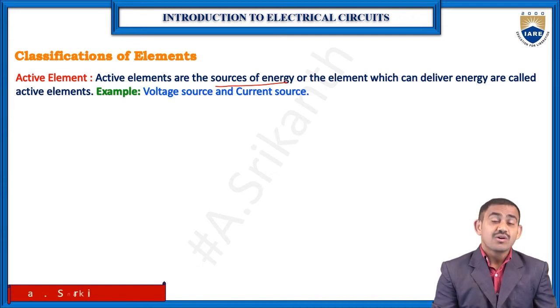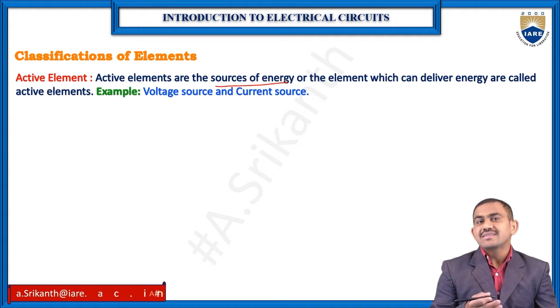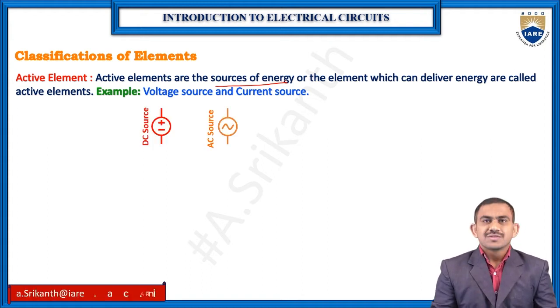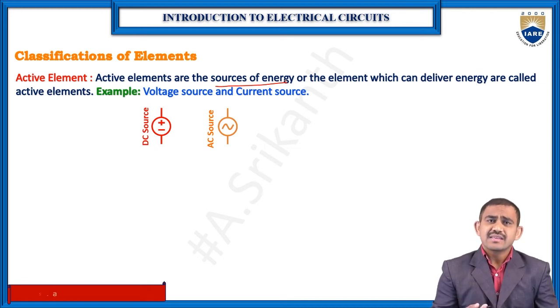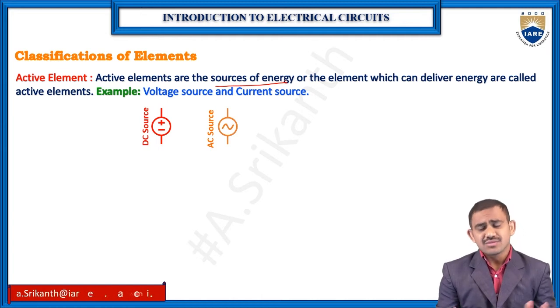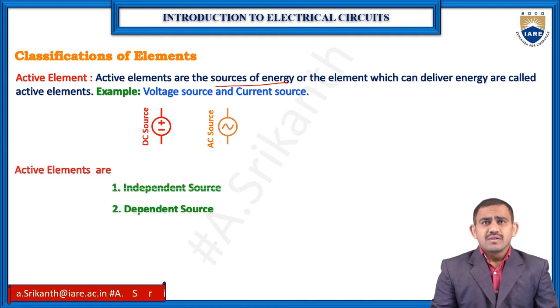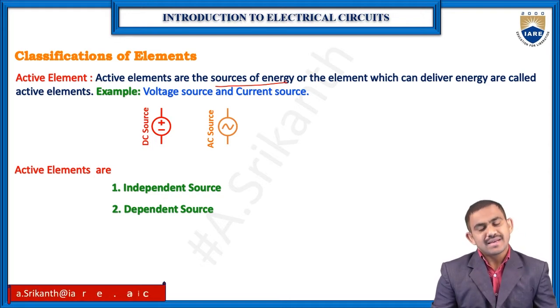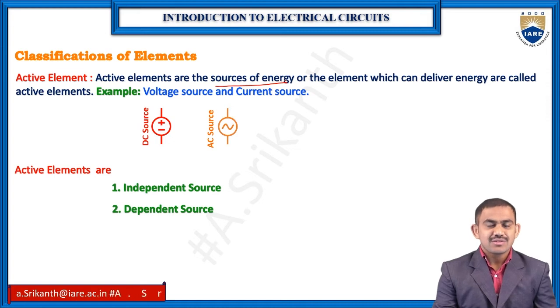Again, voltage sources are AC voltage as well as DC voltage. Current also, AC current and DC current. So we have DC sources as well as AC sources. In that we have DC voltage source and DC current source, and AC voltage source and AC current source. Now, active elements are again divided into two types. Those are independent and dependent sources.